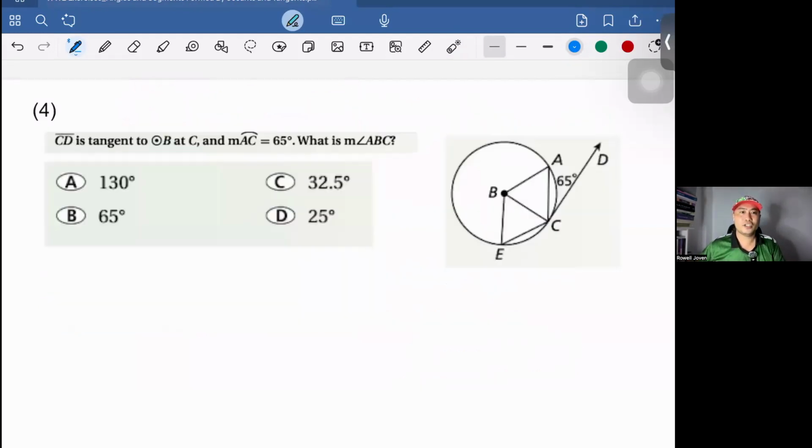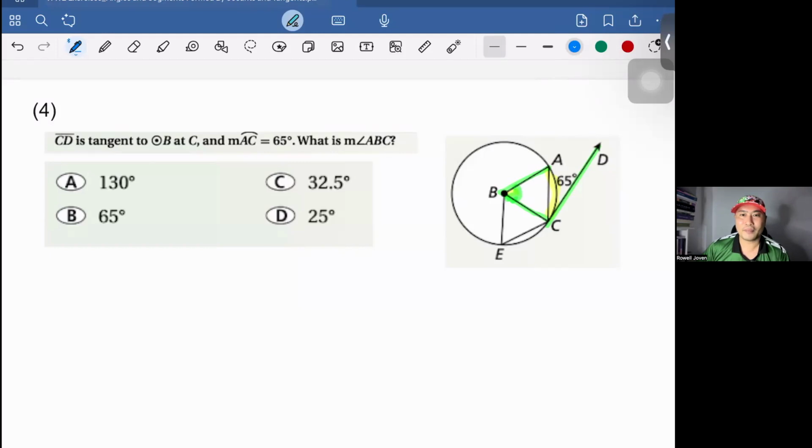All right? You may now answer problem number 4. Segment CD is tangent to circle B at point C, and the measure of arc AC is 65 degrees. What is the measure of angle ABC? Is it 130, 65, 32.5, or 25? 1 minute, begin.